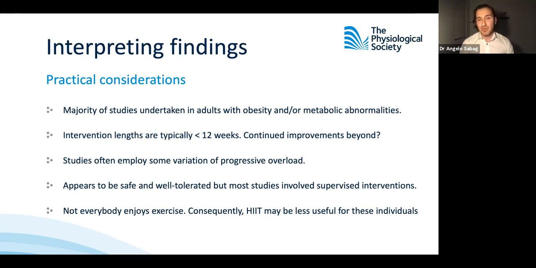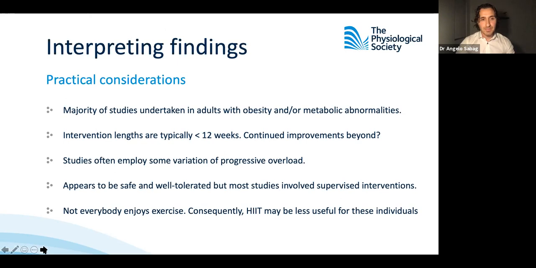Because for individuals who don't really like exercise, maybe HIIT isn't so useful, and maybe a low to moderate volume continuous training intervention might be more applicable in the long run. So there's just a few practical considerations for you guys to consider. If you have any questions, feel free to ask.